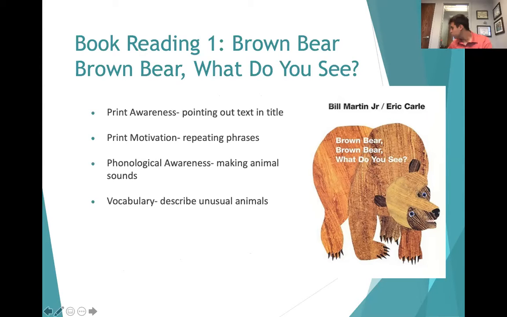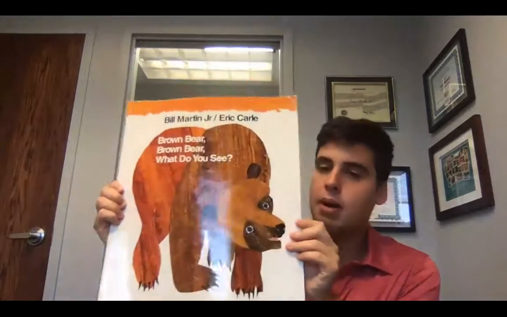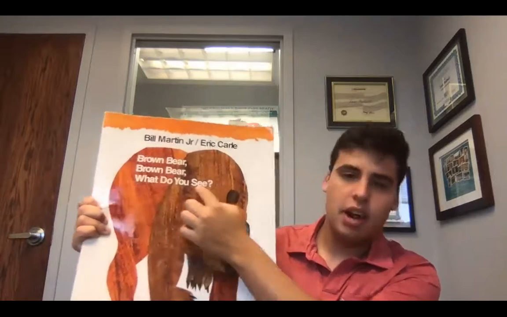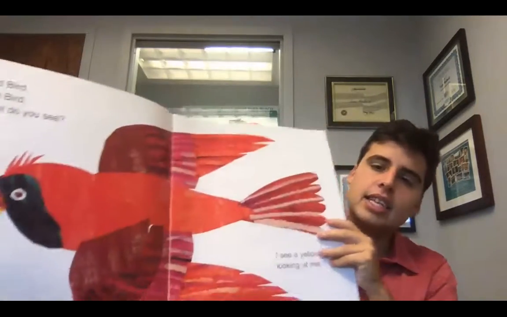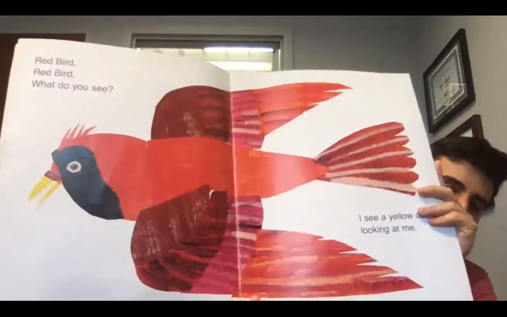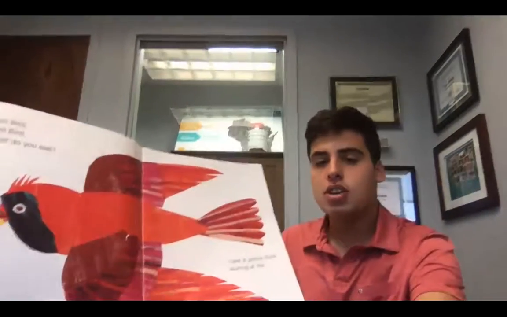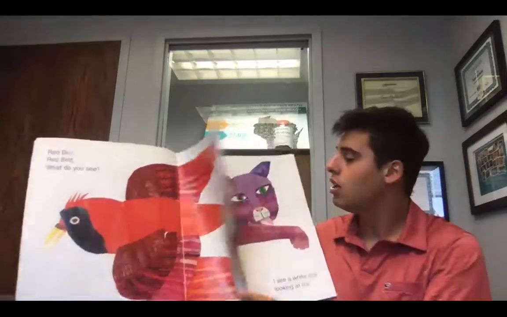So I want to show you guys the materials for this. So here's the actual Brown Bear book. So as you read it, putting your finger right under the title, and then here's what it looks like on the inside. I'm sure you guys have seen it. This is a big book, so just so that the kids can really see the images of it.